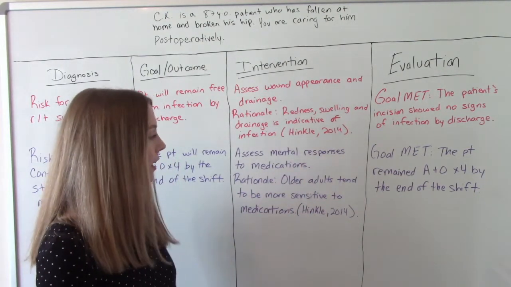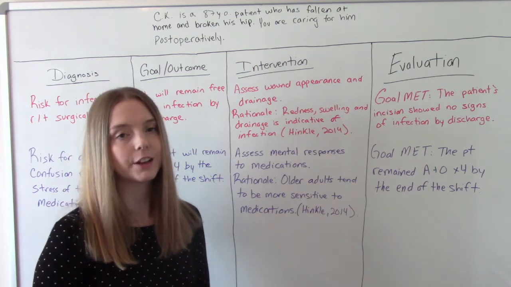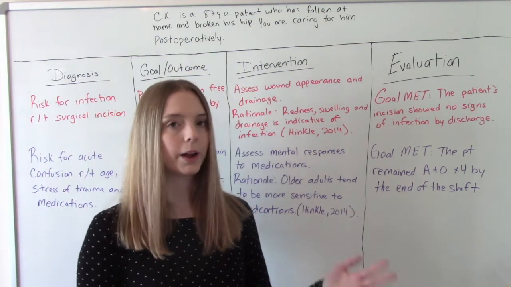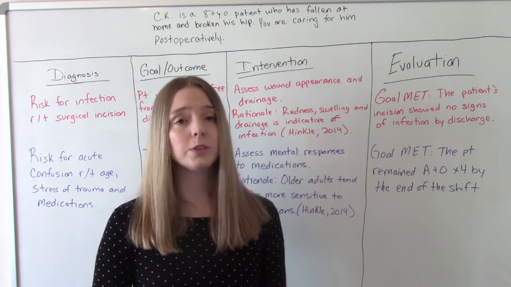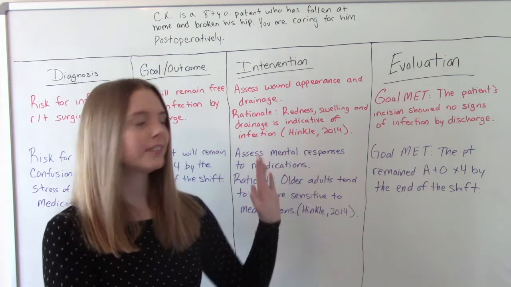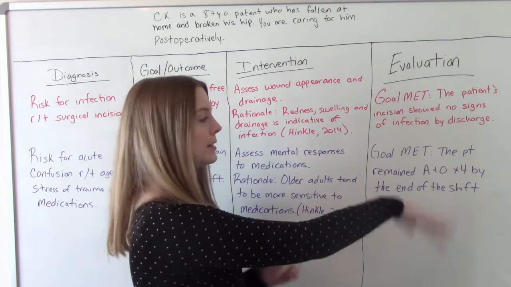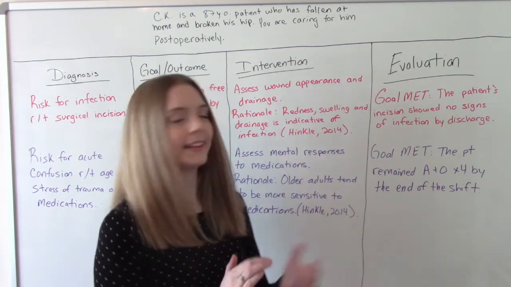And our rationale: older adults tend to be more sensitive to medications. So that's what we're looking out for, okay? We're looking out for any side effects or any adverse effects to the medications that the patient is on. And then our evaluation, we can say the goal was met, the patient remained A&O times 4 by the end of the shift.